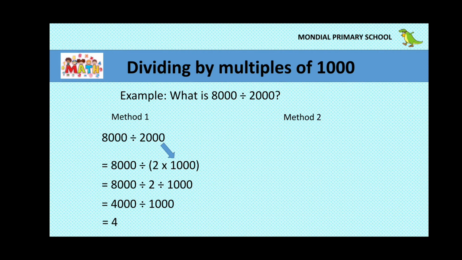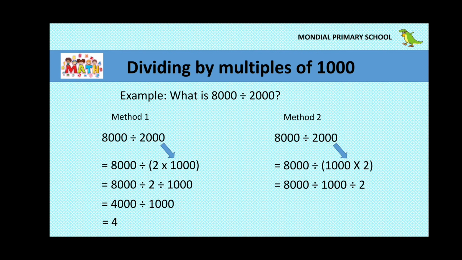Using the second method, first we divide it by 1,000 and after that we divide it by 2. What is 8,000 divided by 1,000? It is 8. Exactly. Next, we divide 8 by 2. What is the result? Yes, 4. We have the same result, don't we? Good. Do you understand so far?